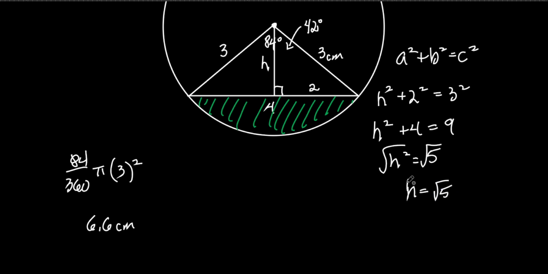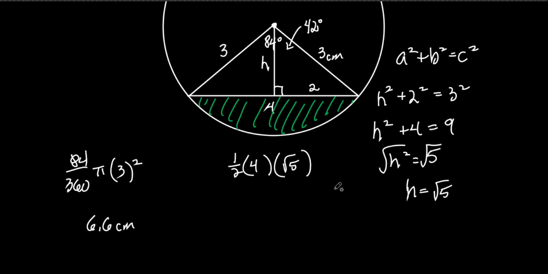Okay? So what do we do with that? Well, we have to find the area of the triangle, right? So what's the area of the triangle? It's 1/2 the base. What's the base of this triangle? It's 4. It's not 2 because I'm trying to find that whole entire triangle. Okay? It's 4. So it's 1/2 the base times the height. What's the height? Square root of 5.